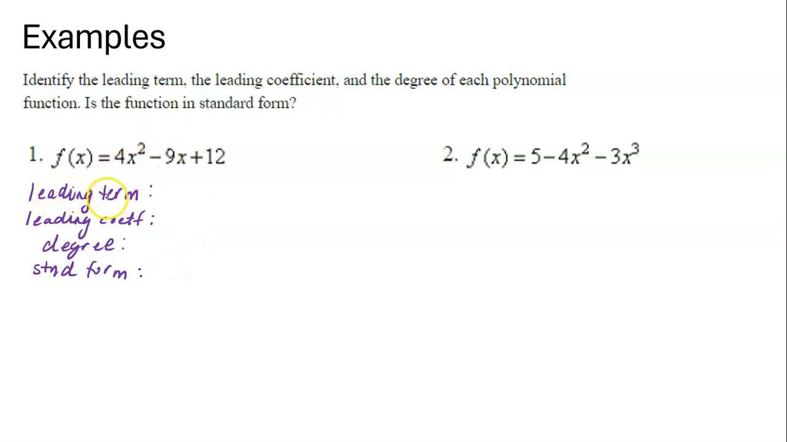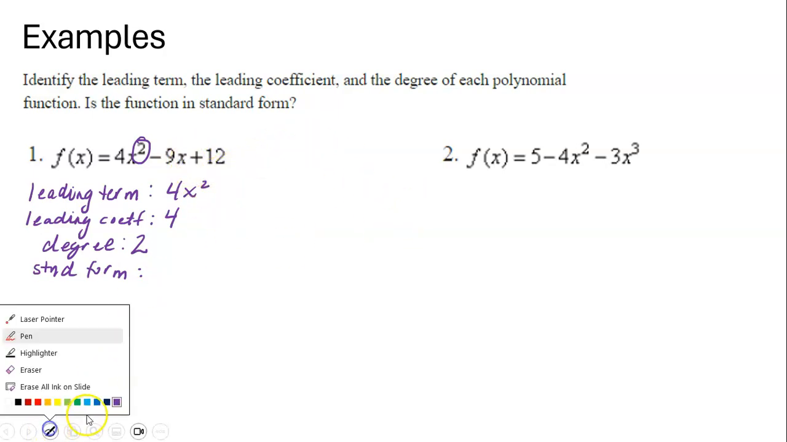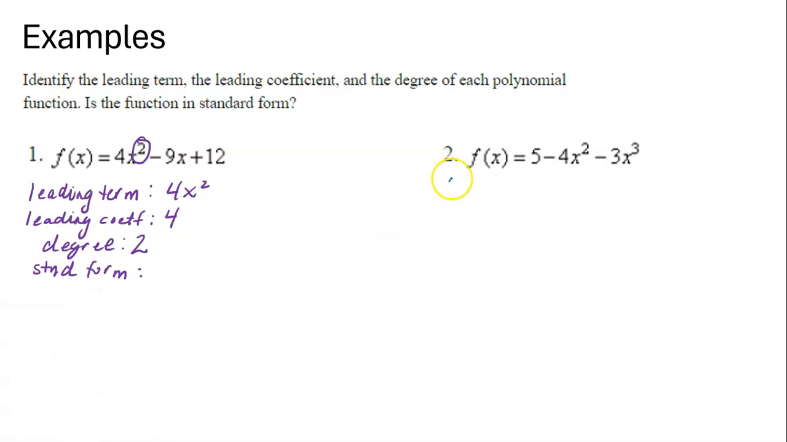The leading term is 4x squared because it has the largest exponent. The leading coefficient is 4. That's the number in front of the variable. The degree is going to be 2. That's the largest exponent we have. And it is in standard form because it's descending. So we have x squared, we have x to the 1 basically, and then no x's. Okay. Let's pick a different color and do the same thing here.